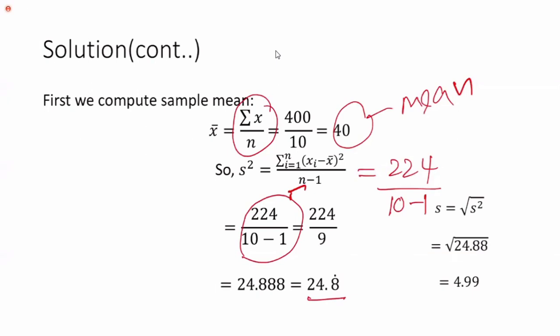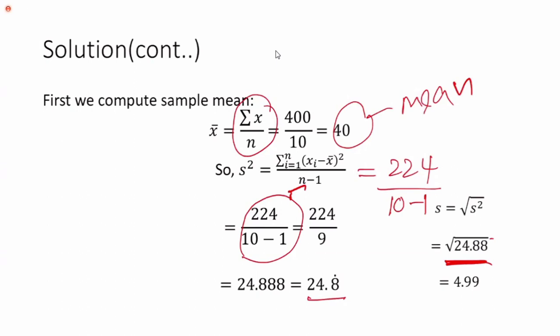And if you want to find the standard deviation, you need to get the square root of 24.88. Okay, so the standard deviation would be, for this example, 4.99. Now we have found the variance and the standard deviation. Now using those two measures, we are going to interpret our results.